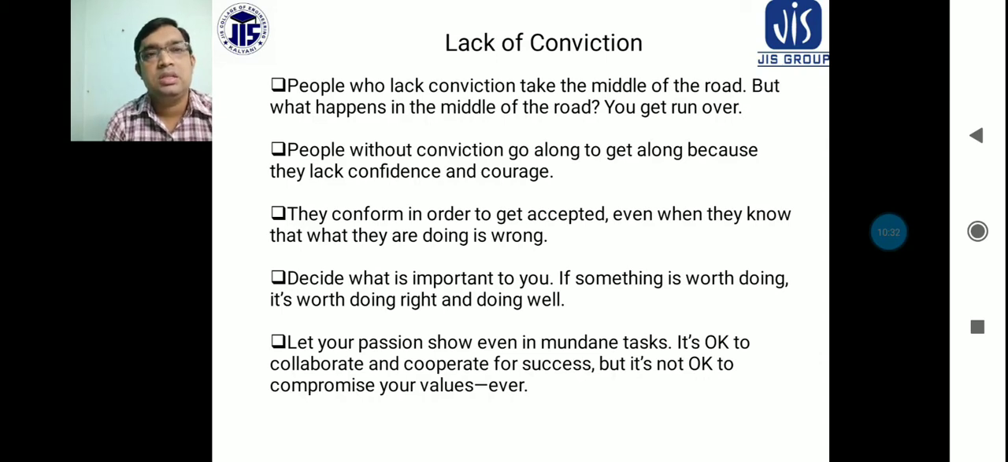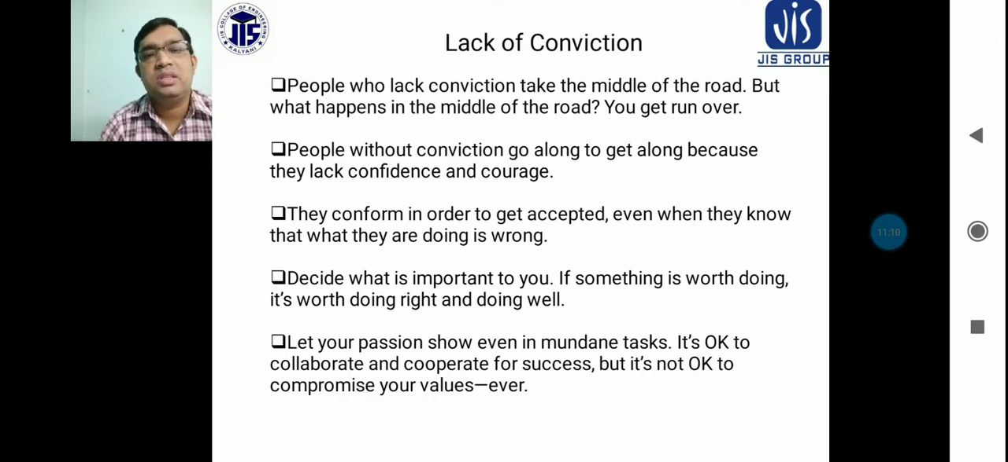For this condition, you have to consider the lack of convictions. People without convictions go along to get along because they lack confidence. Basically, this type of condition comes to every person when they think about going a long distance. Then he will be considered according to this, and one person is essential with his or her movement or convictions.